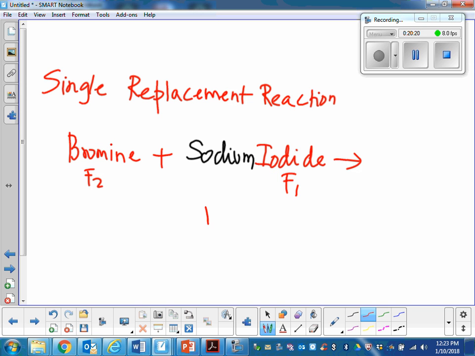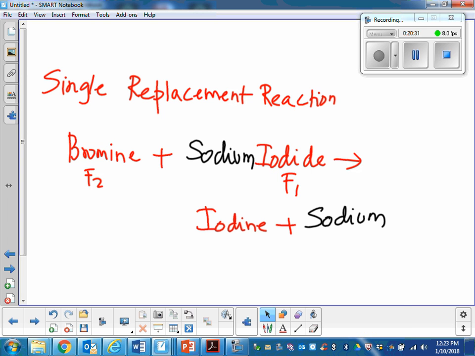Very good. Iodide will become iodine plus, what is the other product? Sodium bromide. Did we understand how I switched and how I made the product? Do you all understand this? Okay? Now, I'm going to go back and write the formulas.